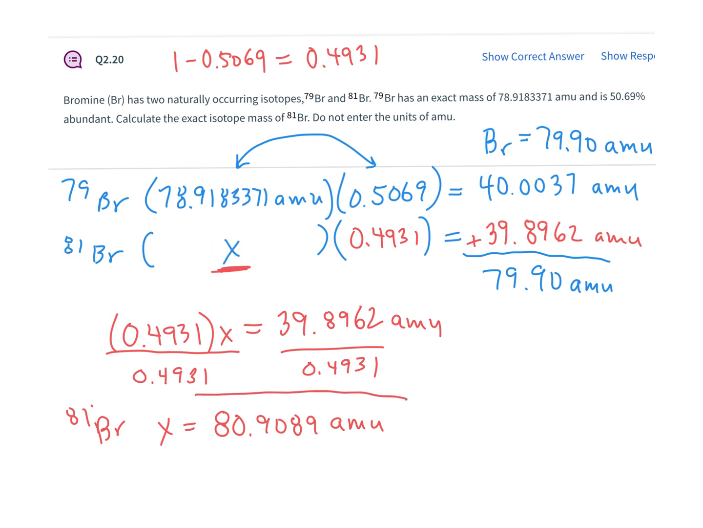So hopefully that helps with that problem. And if you were stuck on it, it's okay, because we just started this material, and this is a little bit more complicated version of the problem we looked at in class. But hopefully this helps.